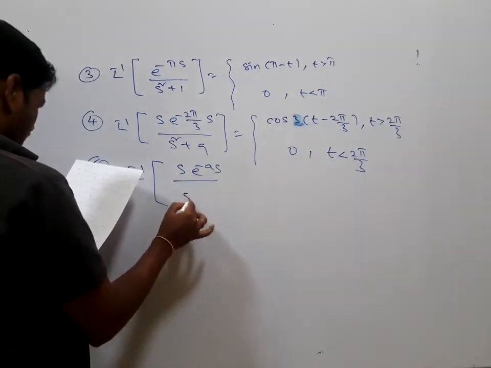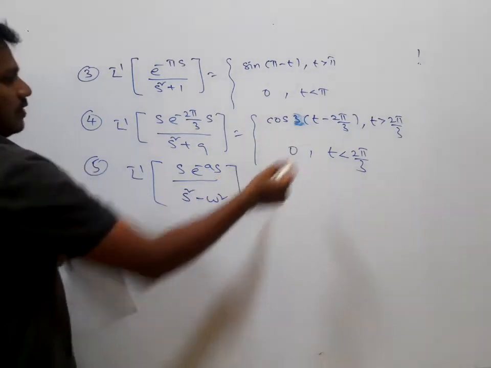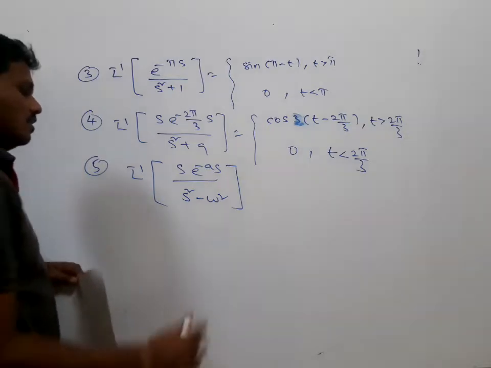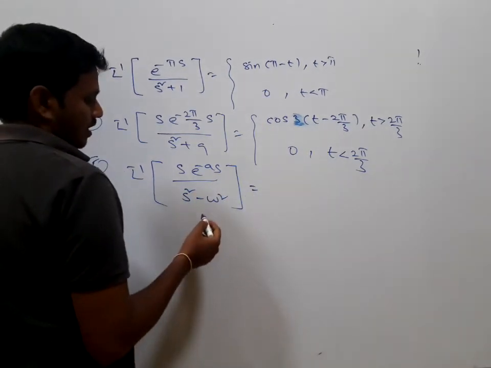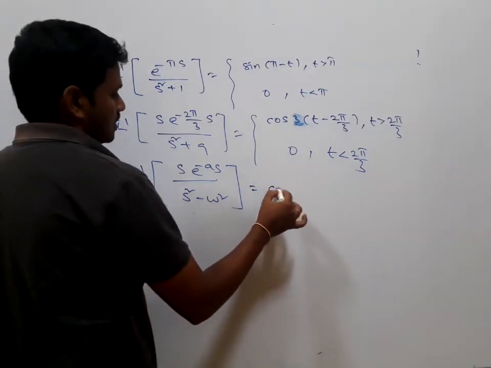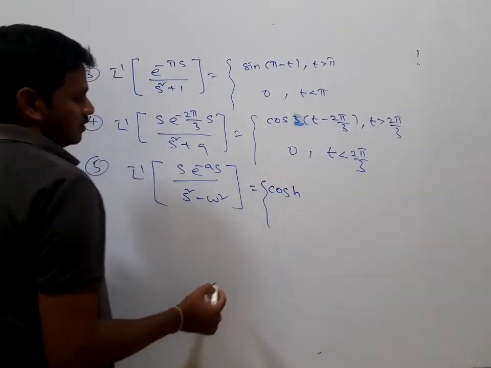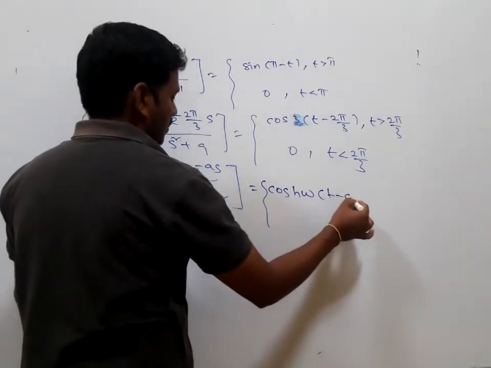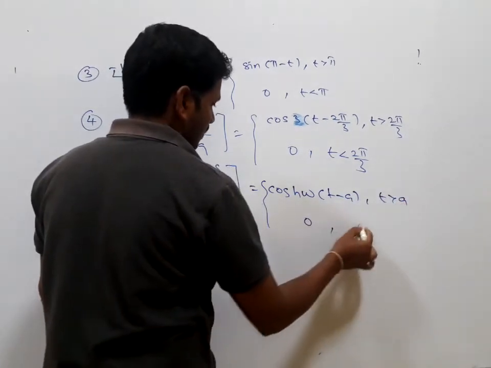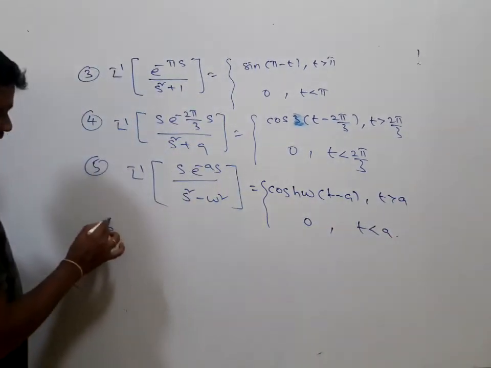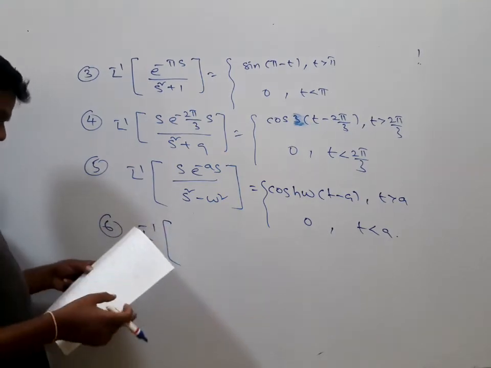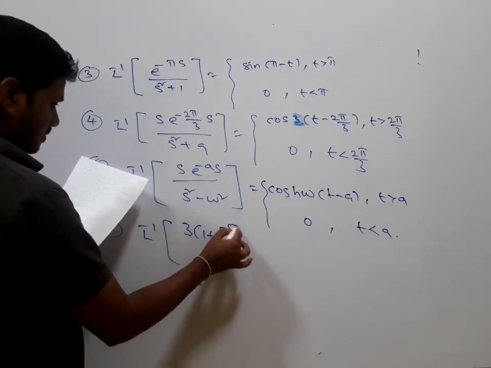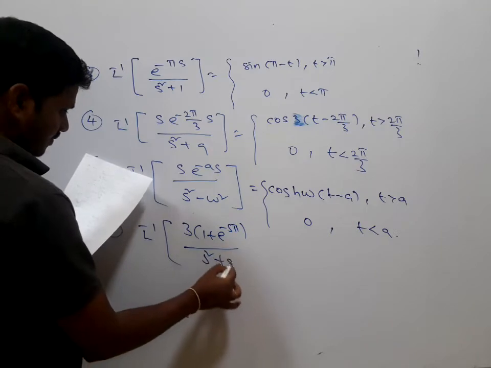Same here also, you can expect the answer. If you are not writing in this form, you can write it besides the unit step function. Here it is cos h omega t. So I am writing cos h, actually omega into (t minus a) for t greater than a, 0 for t less than a. Is 3 into (1 plus e to the power of minus s pi) by s square plus 9.